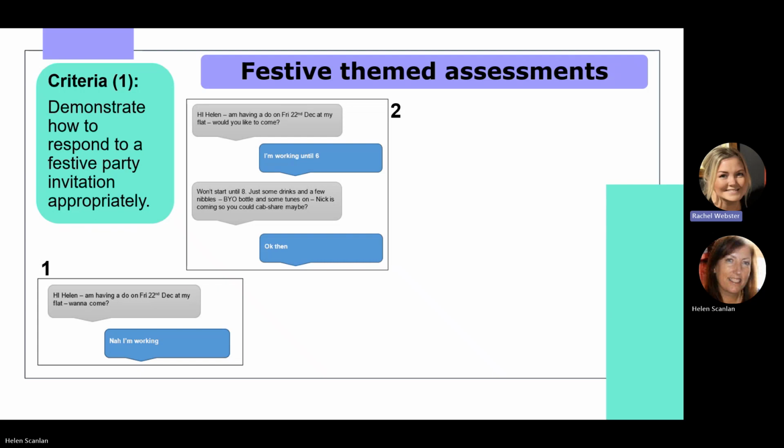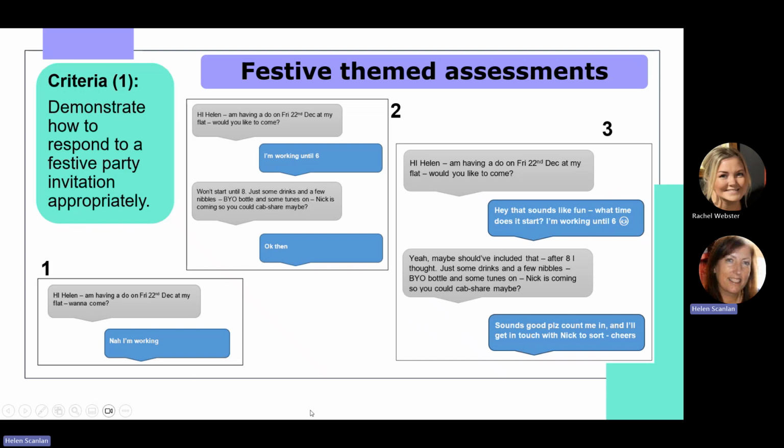They've responded, yep. And I'm just going back to the criteria and looking at our action words. So we're looking for the demonstrate, aren't we? That's just keeping focus on what we're actually trying to pull out all the time. Yeah, good point. Let's get another one up then. Same question, bit of a more positive reply. I'm working till 6 again. Yeah, a bit more information from that reply again. And then: sounds good, PLZ, count me in. I'll get in touch with Nick to sort the cab share thing. So those are 3 responses.